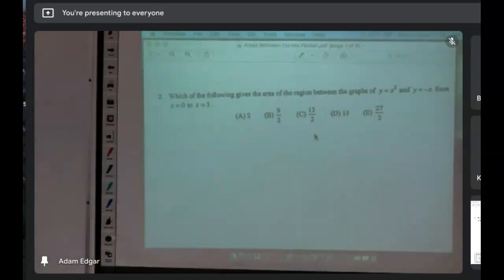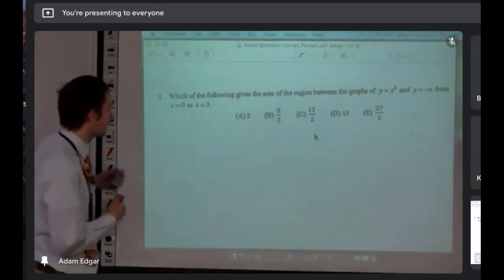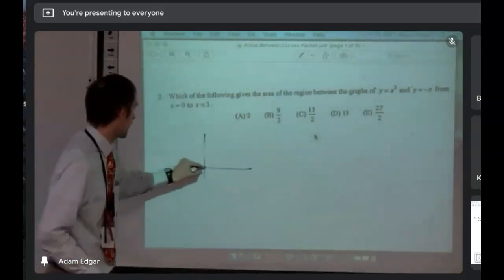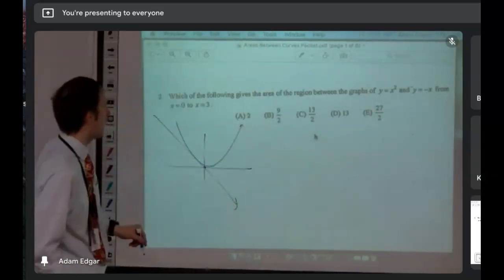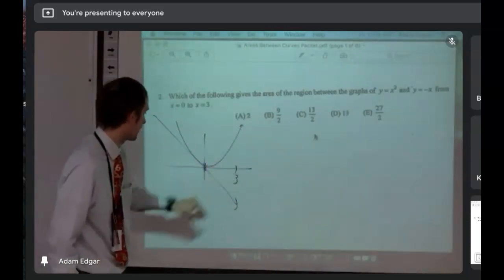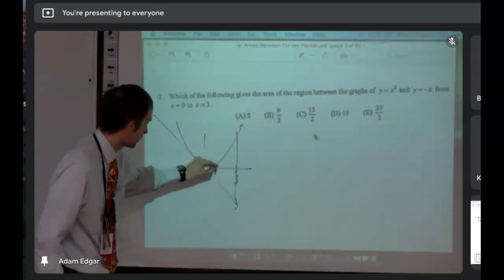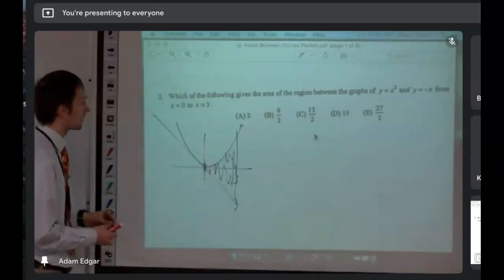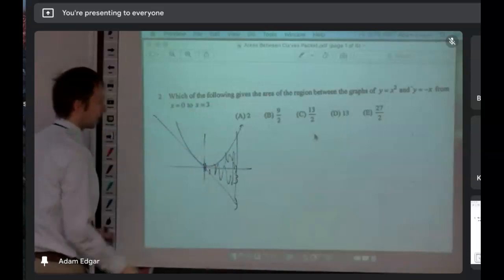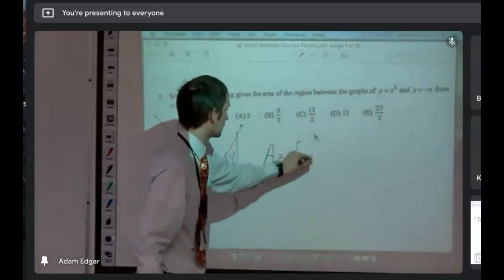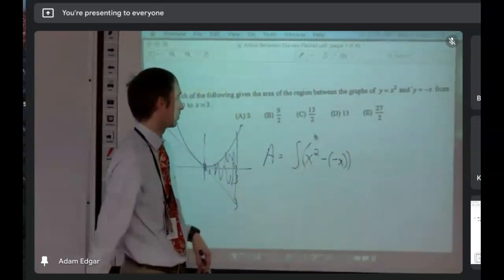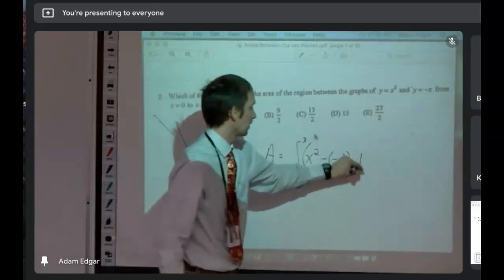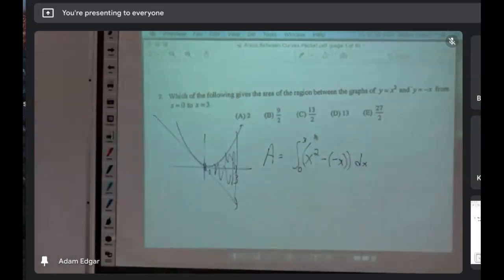All right. So if you graph this, y equals x squared is one of these things. Negative x is one of those things. And we're going from 0 to 3 along the x-axis. So it's this region right here. And so the top curve is x squared, the bottom curve is negative x. So area is top minus bottom. Be careful when you subtract a negative. That's really just going to become x squared plus x from 0 to 3. And if you set that up right, the integral of x squared plus x from 0 to 3 turns out to be 27 halves. So that was E.